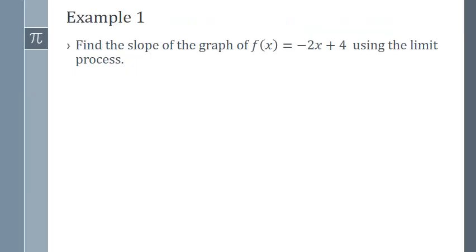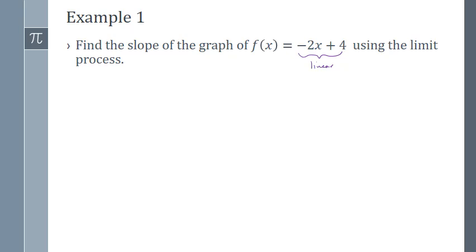just a refresher from the previous lesson, 11.3a. So find the slope of the graph of f of x equals negative 2x plus 4 using the limit process. So the big difference is we aren't given a point to find the slope this time. Like it doesn't say find the slope at x equals 4 or anything like that. It's just find the slope. And the reason in this problem why we don't have to worry about that is because it's already a linear function.